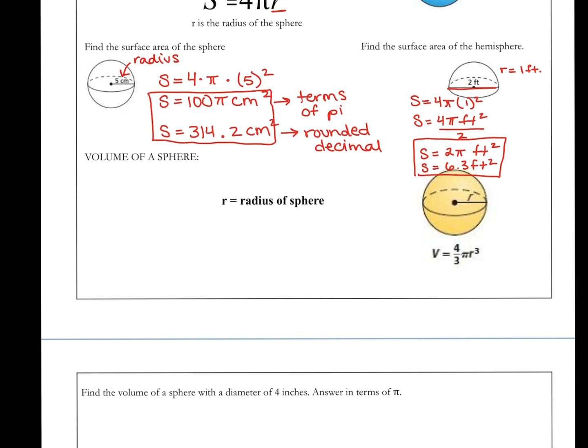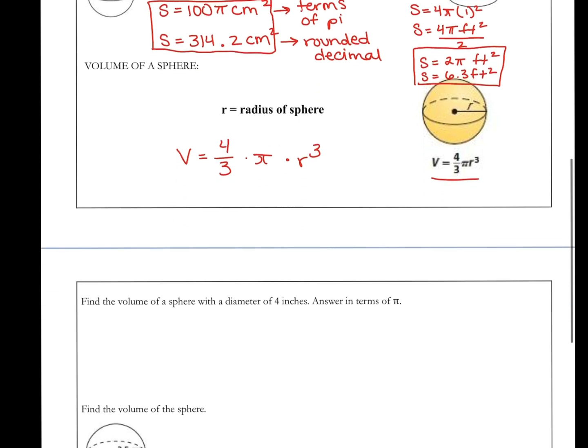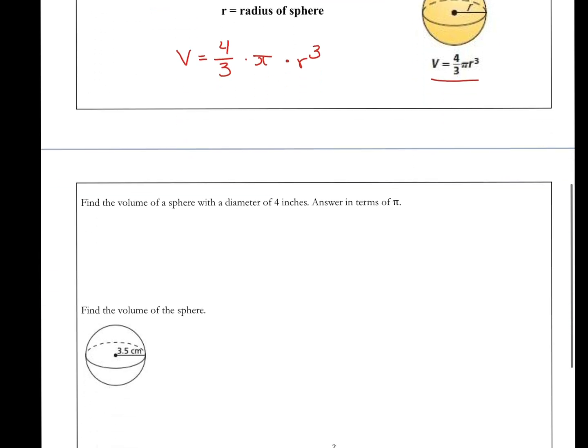The formula to find the volume of a sphere is down here: 4/3 times pi times radius cubed. So if we write this a little bit bigger, the volume equals 4/3 times pi times your radius to the power of 3.